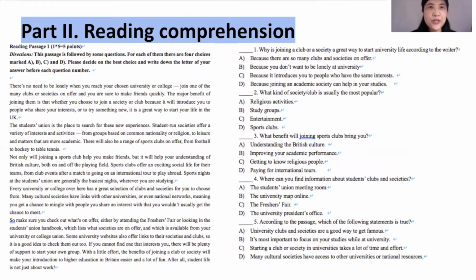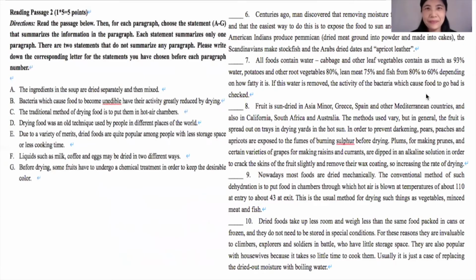In the reading comprehension, the first reading passage is followed by some questions, and for each of them, there are 4 choices marked A, B, C, and D. The students are expected to find the best choice. And for reading passage 2, for each paragraph, there is a statement that summarizes the information in a paragraph. Then students are expected to choose the statement that best summarizes the paragraph.